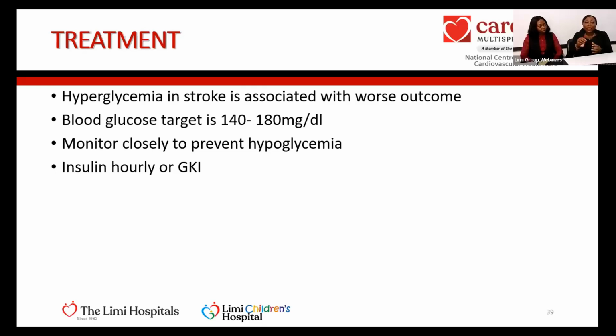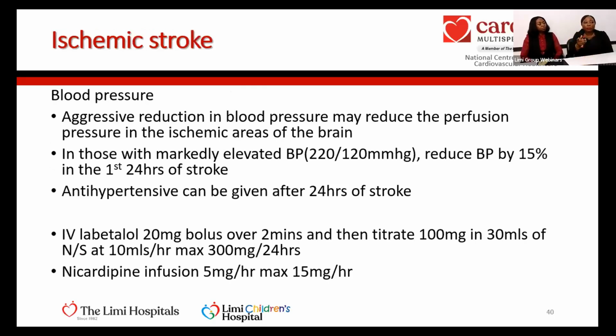We've talked about hyperglycemia in stroke being associated with worse outcomes, so we need that sugar to be controlled, and preferably what we use is insulin or GKI, whether they are conscious or unconscious. At that point in time, we're not talking about oral anti-hyperglycemic agents. What we want is insulin, or if the person is not tolerating well, we can do our usual GKI, where we use 5% dextrose with potassium and insulin, depending on the sugar of that patient, and then you can titrate and monitor closely.